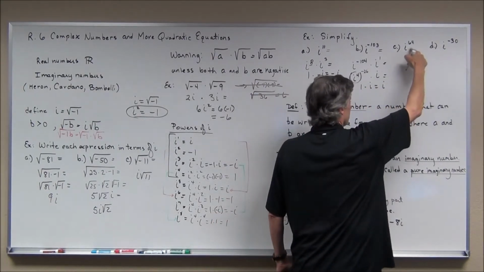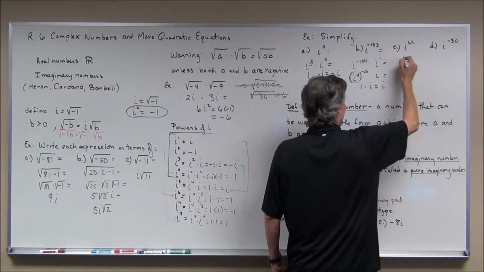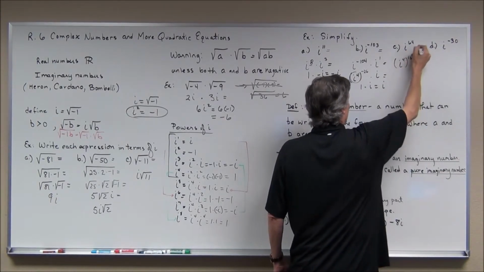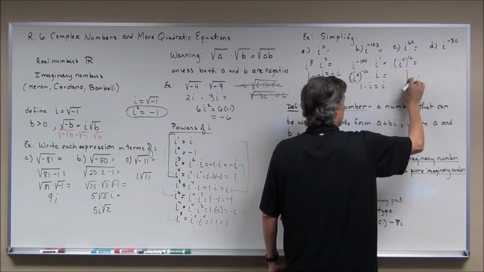This one's really nice because 64 is a multiple of 4. So this is I to the fourth to the 16th. I don't even have to write that. I know if it's a multiple of 4 that this is equal to 1.